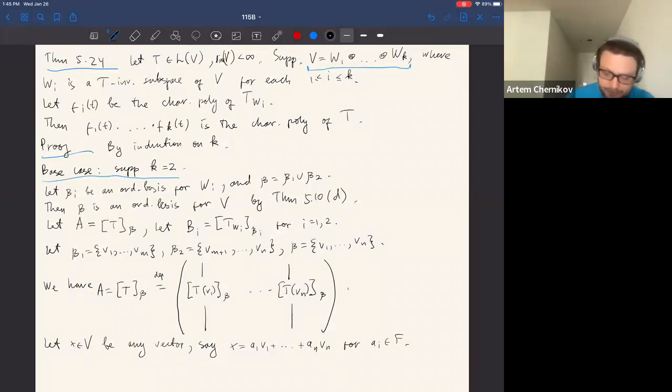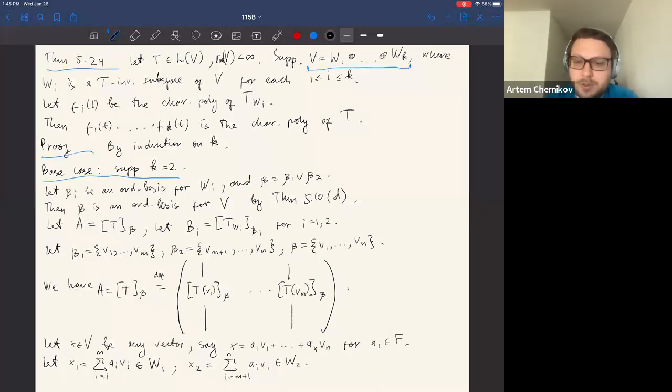Okay. Now let's define a vector x1 in which we are going to collect the coordinates corresponding to W1. So here we take the sum over all i from 1 to m of ai vi. Okay. And this is an element of W1, because remember, v1 through vm is a basis for W1. And we let x2 be the sum of the remaining elements. So this is the sum over all i from m plus one to n of ai vi, okay? And this is an element of W2. Okay, so we just split x into these two vectors, x1 and x2.